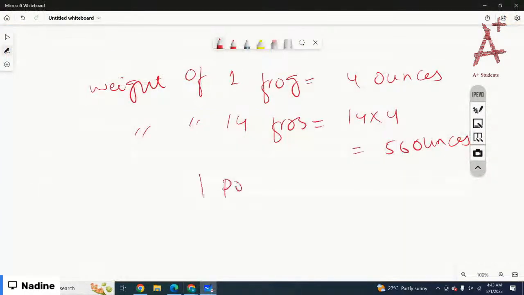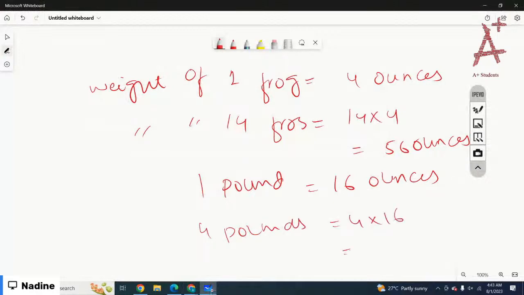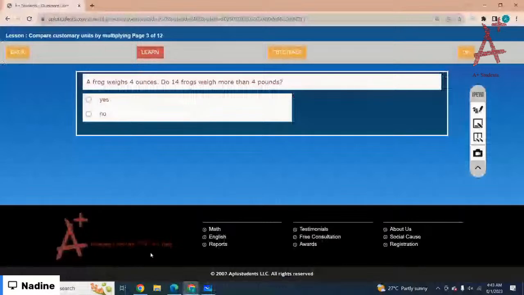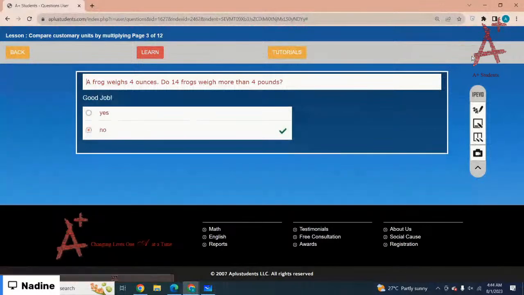1 pound equals 16 ounces. Then 4 pounds equal 4 times 16. That would be 64. So which is more? 64 ounces is more. That means no. Do 14 frogs weigh more than 4 pounds? No, because the weight of 14 frogs equals 56 ounces and 4 pounds equal 64 ounces. So the correct option is no.